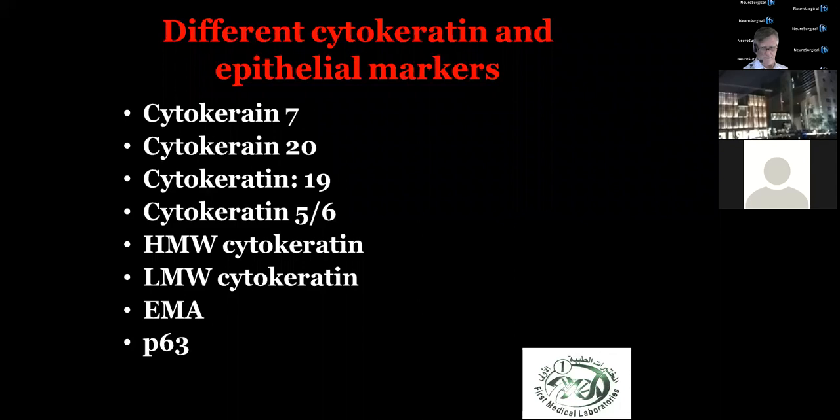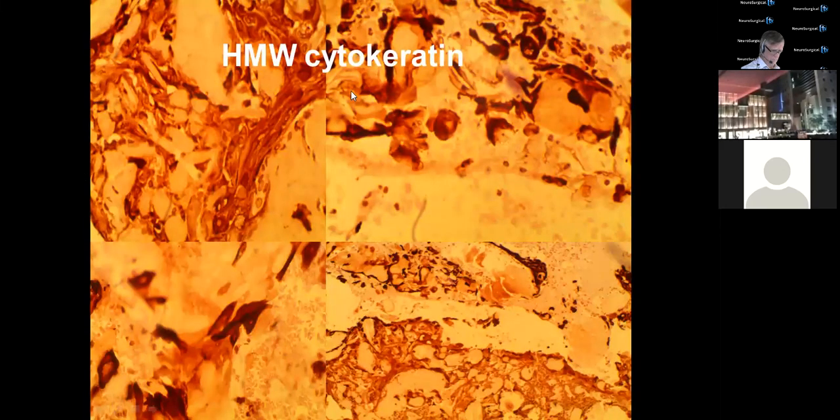We applied this on craniopharyngioma, using the epithelial markers cytokeratin 7, 20, 19, 5/6, high molecular weight cytokeratin, and low molecular weight. Epithelial membrane antigen is not a cytokeratin, but stains epithelial cells. And p63 also is not a cytokeratin, but also stains epithelial cells. We did this study and we published it. We can see the different types of staining on different layers.